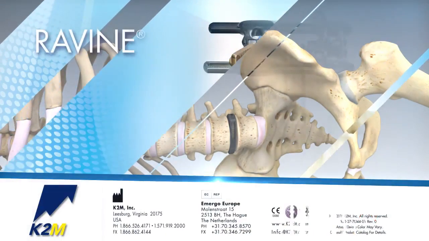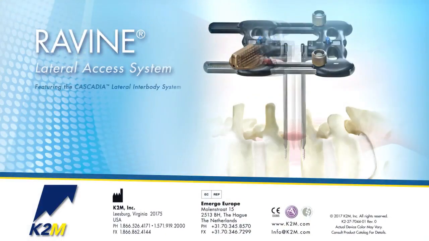The Ravine Lateral Access System, featuring the Cascadia Lateral Interbody System from K2M, Complex Spine Innovations.